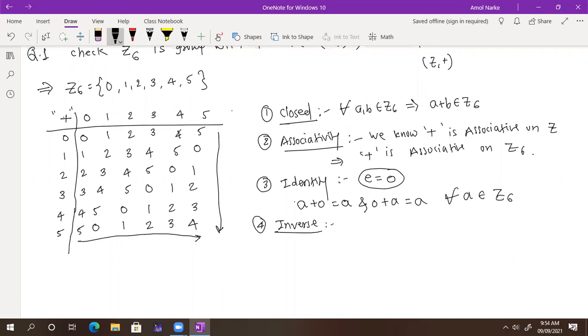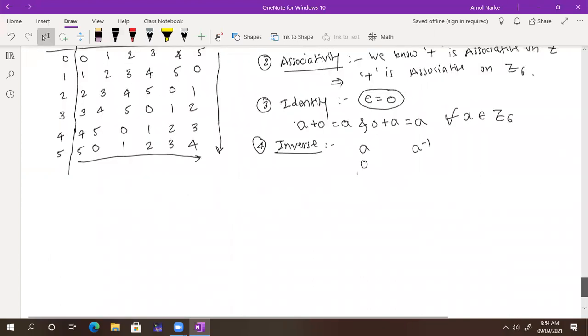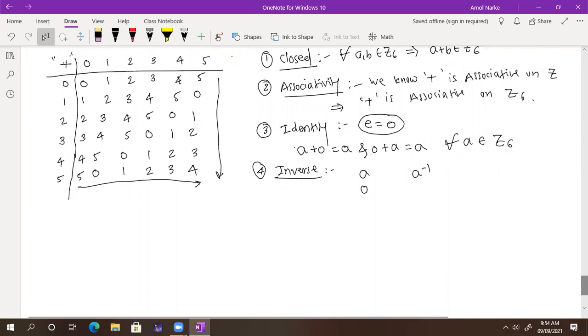Now we need to find the inverse of all elements. What is the inverse of 0? We always need to make a table. Here you have A, here you have A inverse. So A is equal to 0. Write down all the elements, and you tell me what the inverses of these elements are. So we require a table also. We have 0, 1, 2, 3, 4, 5.